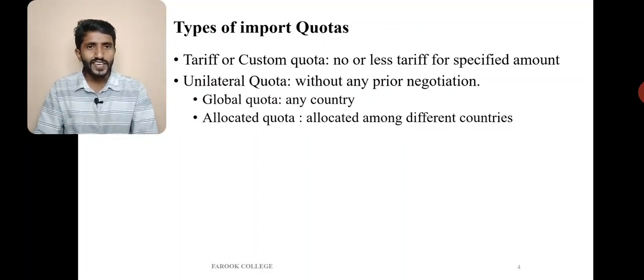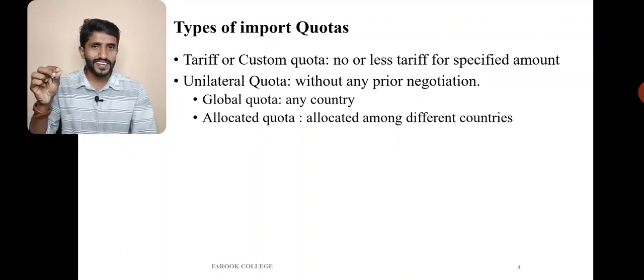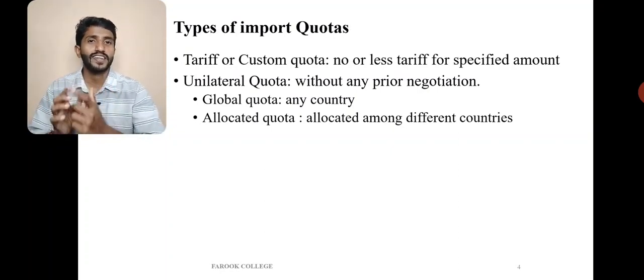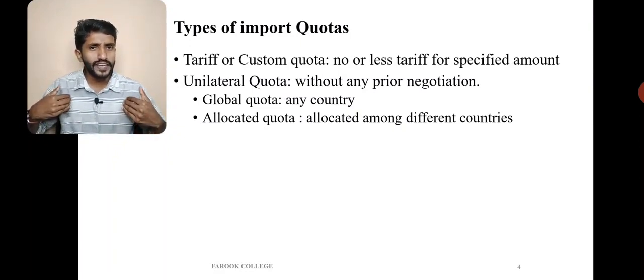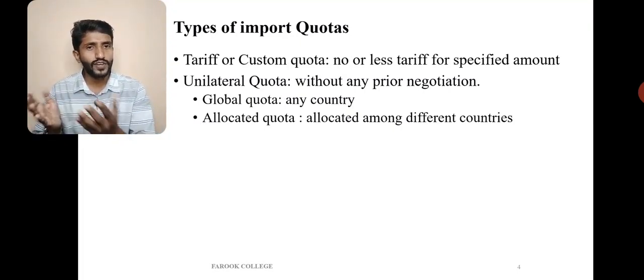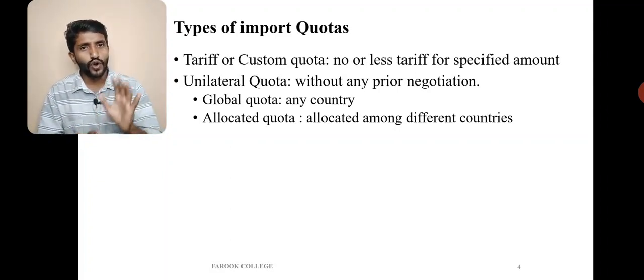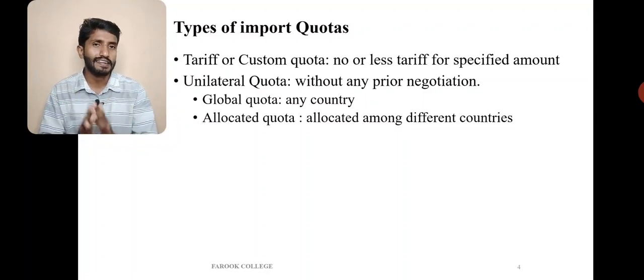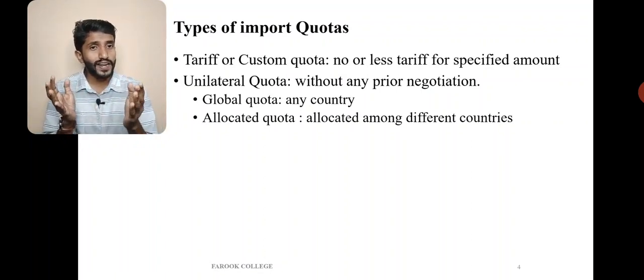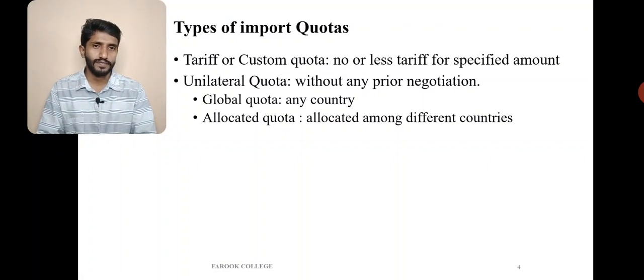Then secondly, unilateral quota. Unilateral quota means only from one side, not from both sides, without any prior negotiation with any other countries. One country is adopting the quota system without negotiation or discussion with any other countries, and they are putting some restrictions on their imports. It is known as unilateral quota. The unilateral quota can be in two ways: one is global quota, another one is allocated quota.